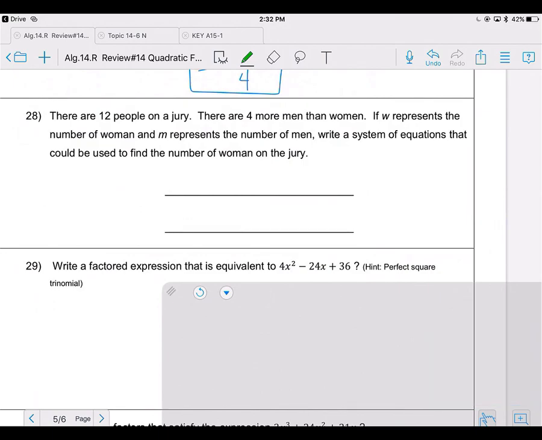Problem 28 says there are 12 people on a jury. There are 4 more men than women. If W is women and M is men, write a system that could be used to find the number of women on the jury. So if there are 12 people total, we have men and women total. That equals 12. Remember, once you use a number with systems, you can't use it again. So the only other information we have is that there are 4 more men than women. There are more men, so men goes outside. 4 more than means plus. Women would be W plus 4 or 4 plus W.